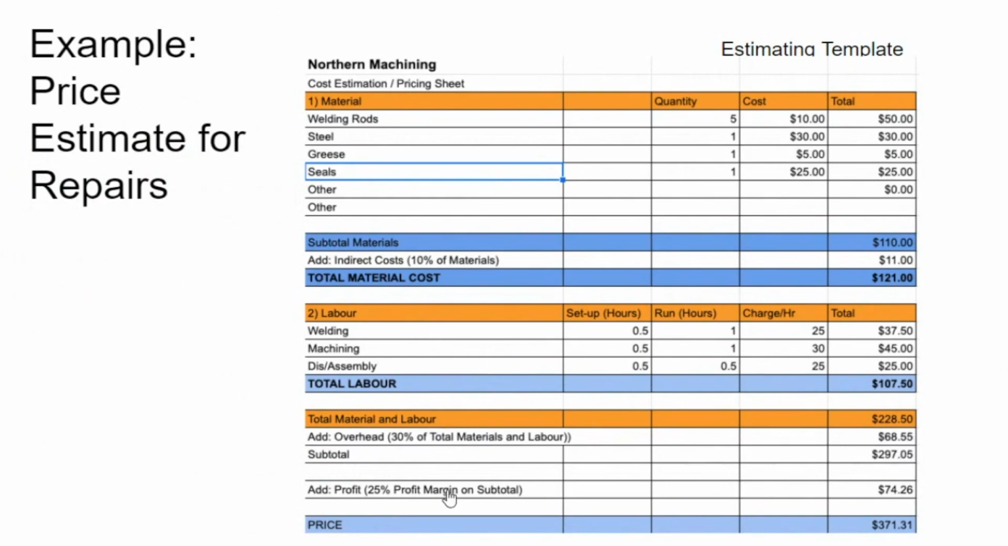We want a profit of 25%. That's standard. So we add our profit to it. And this comes to $371. So we estimate the cost to the person who brings that piece of equipment in looking to get the gears fixed is going to be $371.